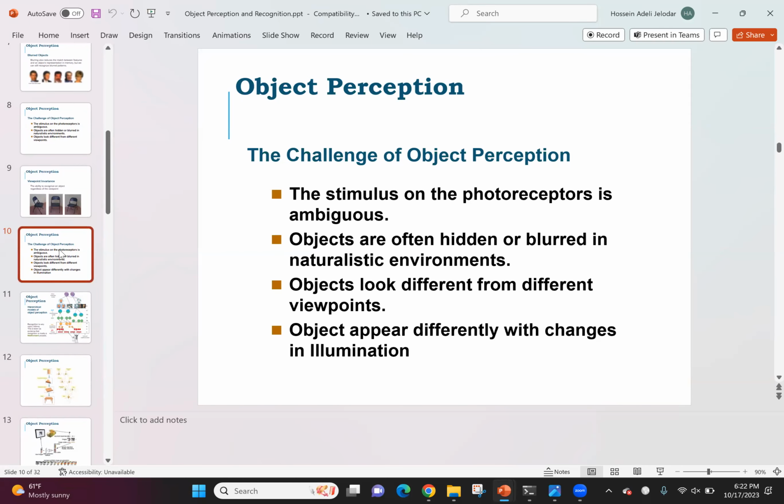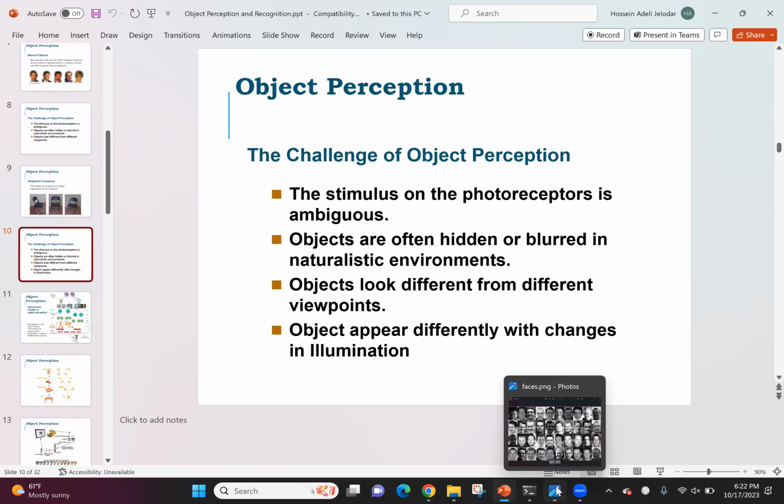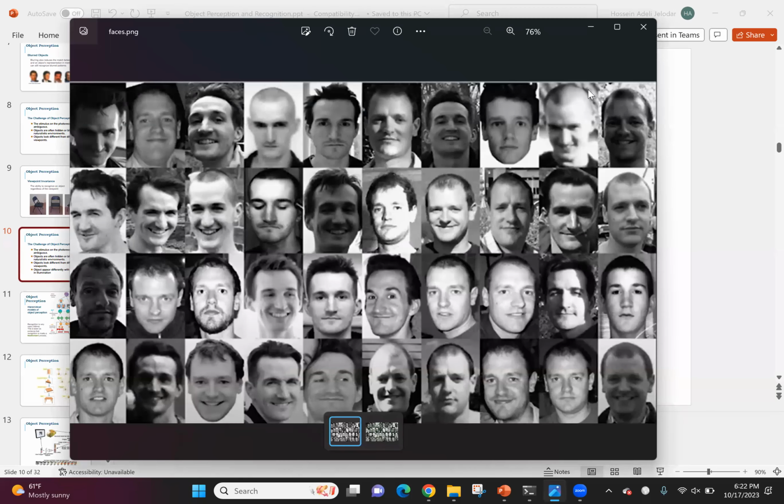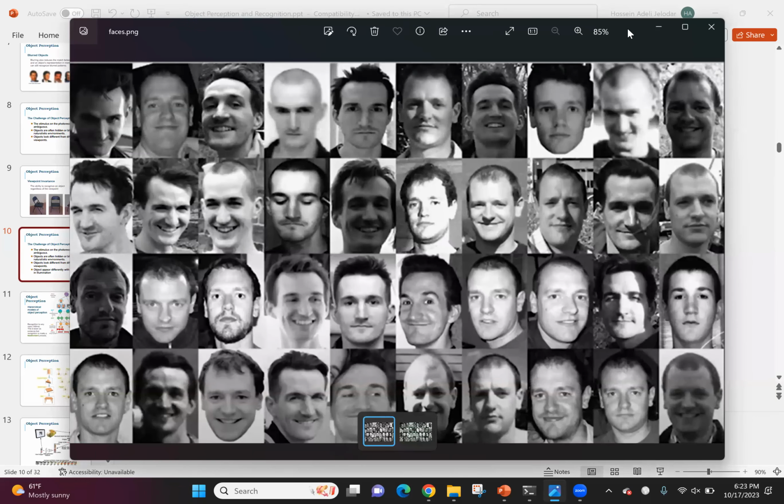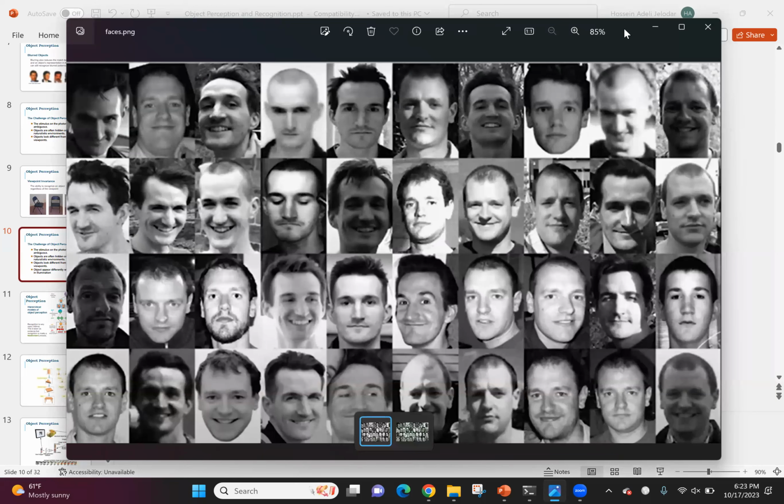Another thing is that objects really change appearance when the lighting changes. Either the intensity of lighting changes or the direction of lighting changes. And I have a demo here for you all. So considering those three factors that I mentioned: the fact that objects change under blur or occlusion, the fact that different viewpoints change the visual input, and the fact that different lighting changes the input.